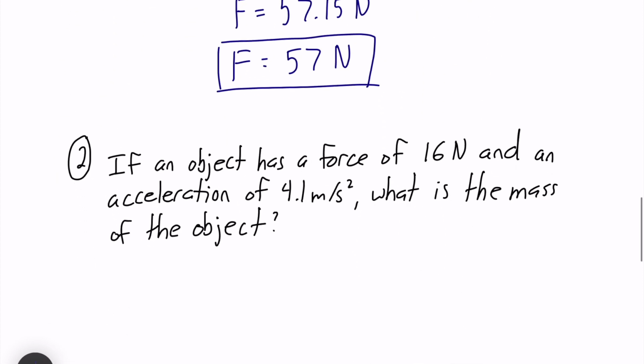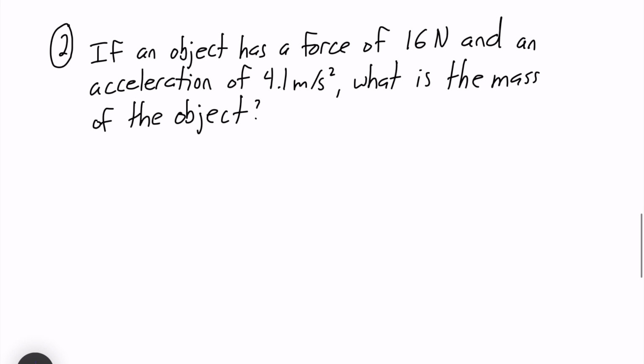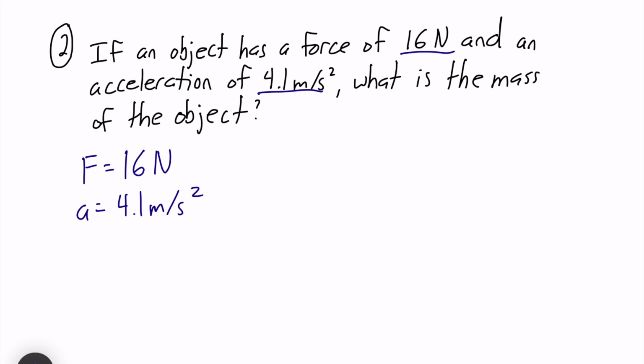Now, moving on to example number 2, it says, if an object has a force of 16 newtons and an acceleration of 4.1 meters per second squared, what is the mass of the object? So again, let's figure out what we have here. We have force given to us, and that's going to be 16 newtons. We also have acceleration, which is 4.1 meters per second squared. And it looks like we are figuring out the mass of the object. So we can just put m with an x.